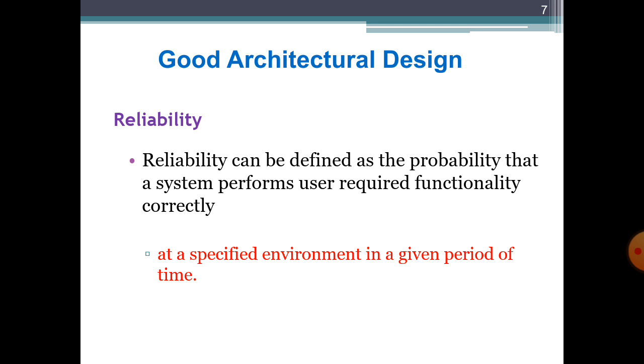We can also measure reliability; different metrics are available, like mean time between failures, probability of failure on demand, availability and so on. So these are the different reliability metrics. So reliability is also an important quality attribute which ultimately leads to good architectural design.